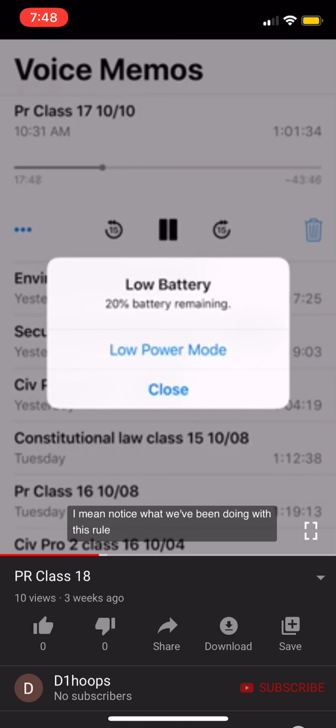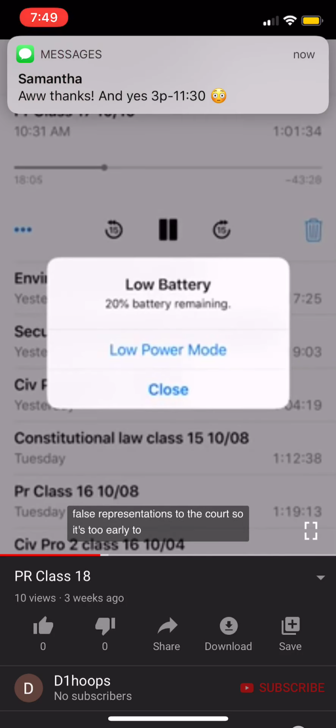And notice what we've been doing with this rule. The rules balance two things: your representation and advocacy for the client, but we have this strong bright line prohibition against us presenting false evidence or making false representations to the court. So it's too early to withdraw.